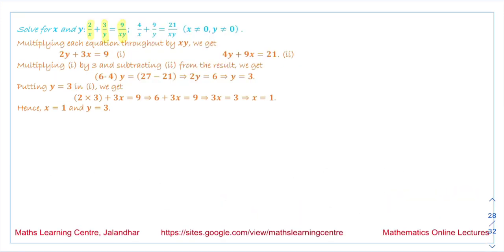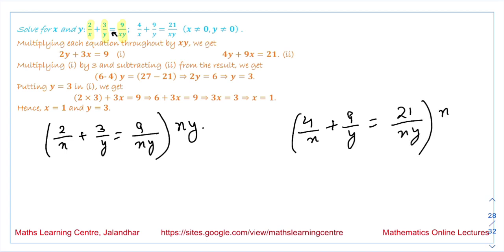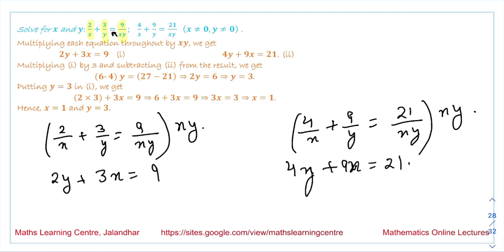Now again, in this next question we have 2 over x plus 3 over y is equal to 9 over xy. So what we do is we multiply by xy on both sides. The second equation is 4 over x plus 9 over y is equal to 21 over xy. We multiply this equation with xy on both sides. So when we multiply, this becomes 2y plus 3x is equal to 9. This becomes 4y plus 9x is equal to 21.